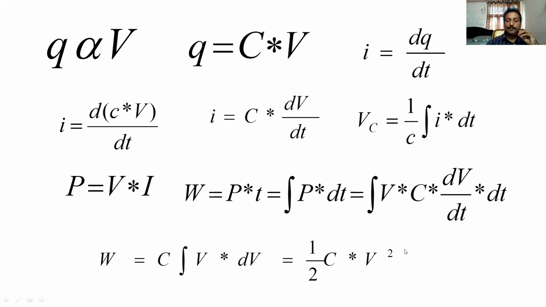W depends on the voltage magnitude. So the energy stored in the capacitor is proportional to voltage square. Therefore, it is stored in the nature of charge, and that charge is nothing but electrical form. So the energy stored in the capacitor is in the form of electric nature.